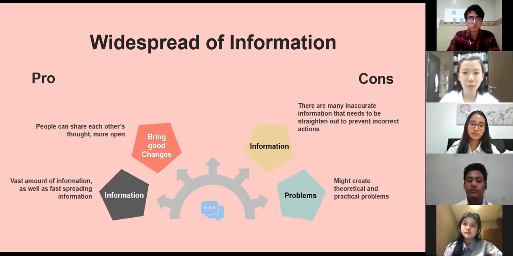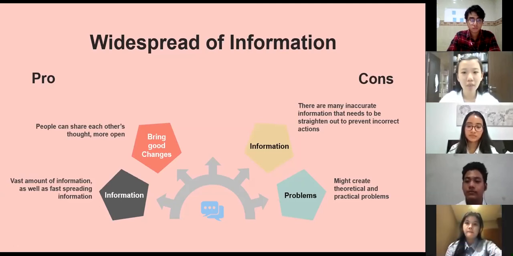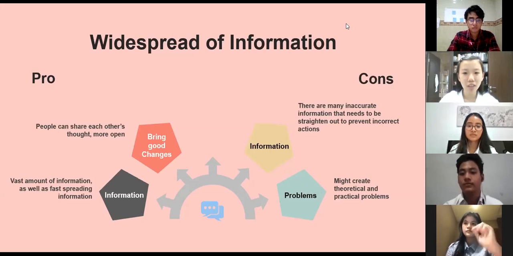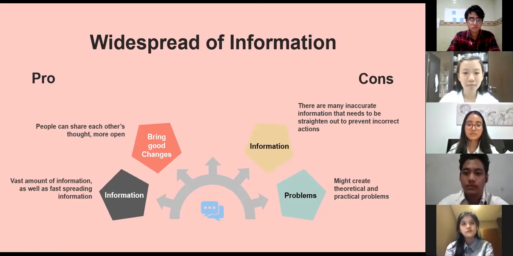Secondly, widespread of information can let people share each other's thoughts online. Readers can be more open and can clarify whether their thought is right or not. Besides, they can also gain information from other readers that share their thoughts. On the other hand, widespread of information might bring some disadvantages, such as inaccurate information online that might lead people to get wrong thought, and this needs to be straightened out to prevent incorrect actions that readers might do, especially in the medical field. Another problem that might come out is that widespread of information somehow may bring out hoax information that creates theoretical and practical problems.